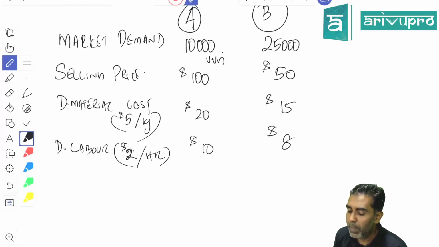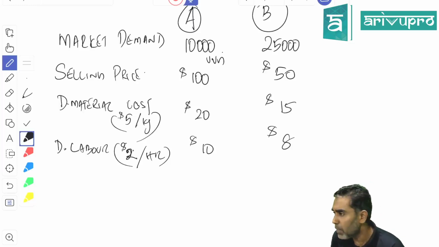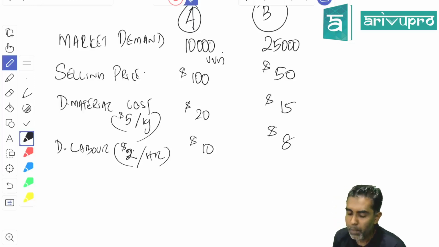Third one, direct material cost, within the bracket $5 per kilogram. $20 for A, $15 for B. Next one, direct labor.